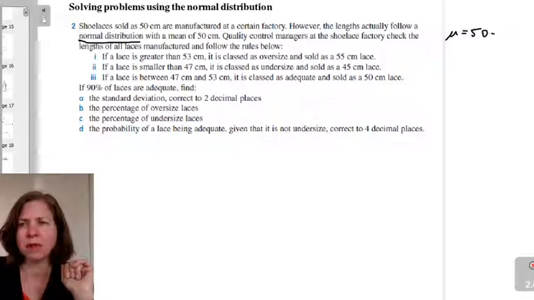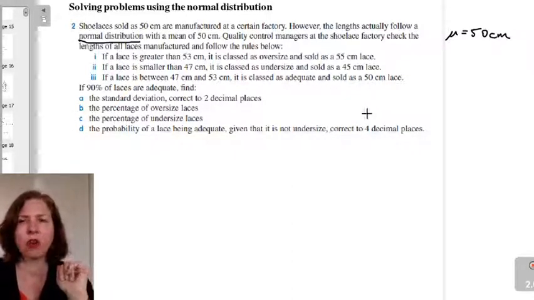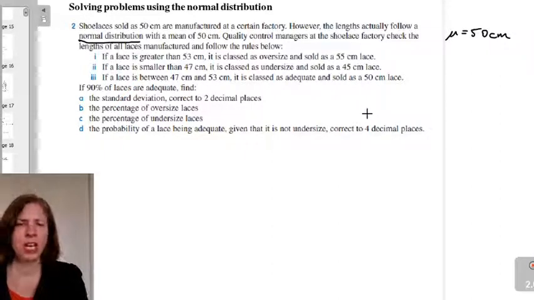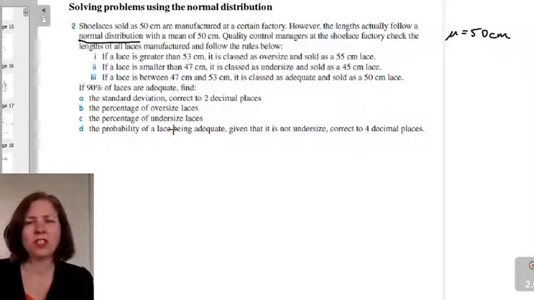Mean is 50 centimetres. Quality control managers at the shoelace factory check the lengths of all laces manufactured and follow the rules below. 1, if a lace is greater than 53 centimetres, it's classed as oversize and sold as a 55 centimetre lace. 2, if a lace is smaller than 47 centimetres, it's classed as undersize and sold as a 45 centimetre lace. And finally, if it's between 47 and 53, it's classed as adequate and sold as a 50 centimetre lace.